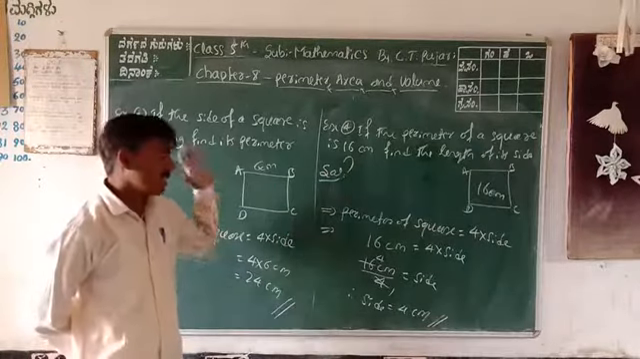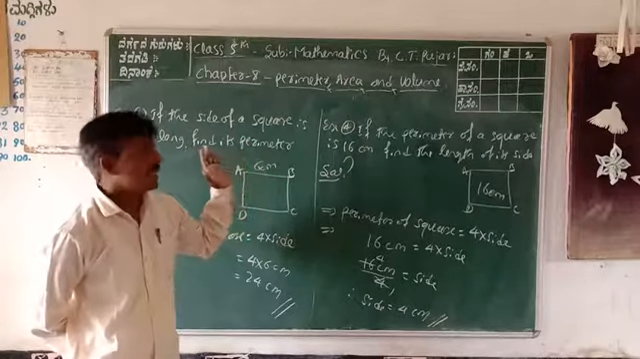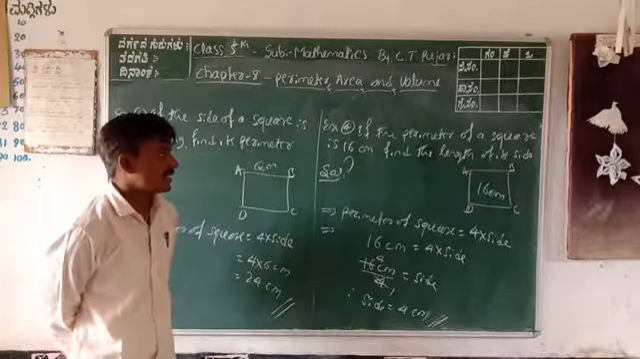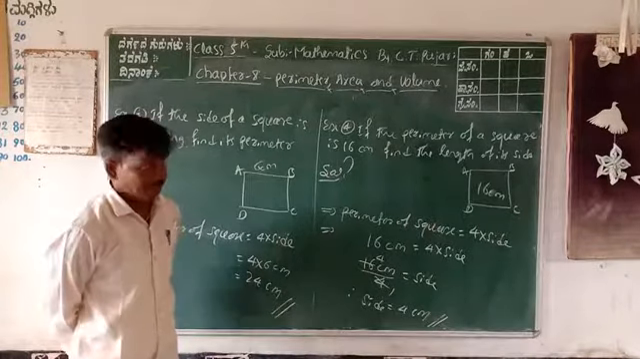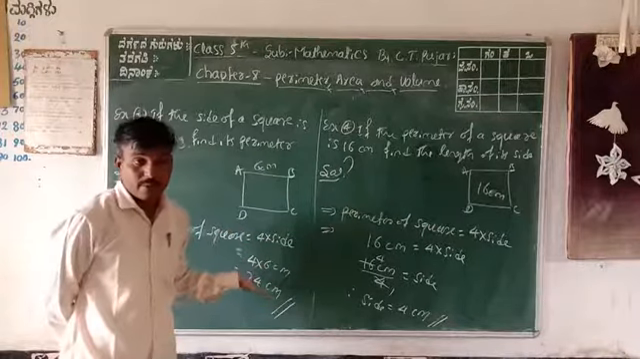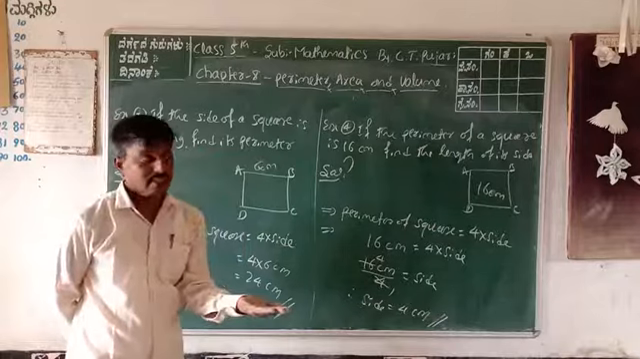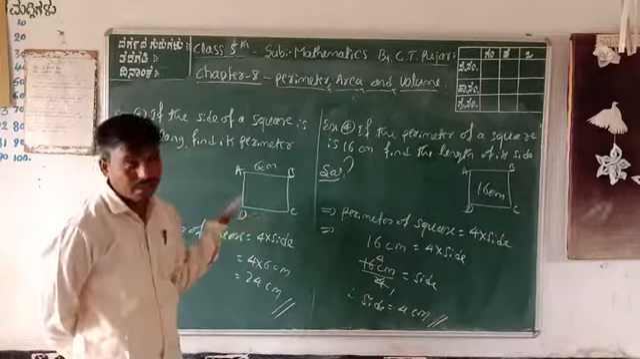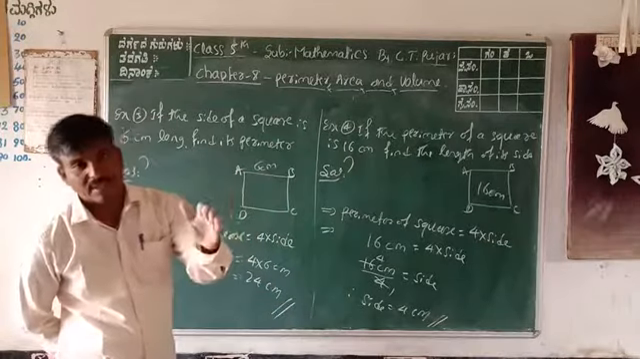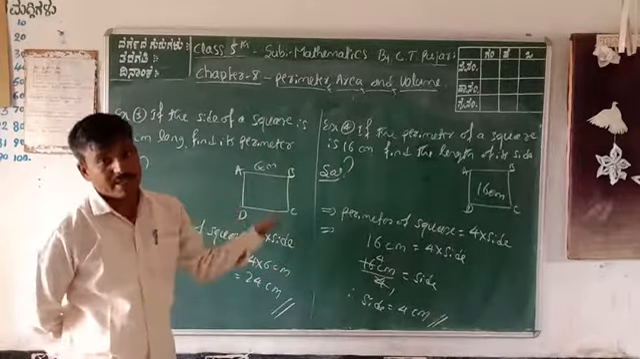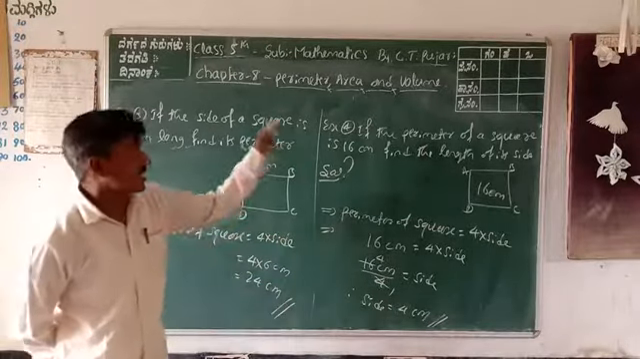Like the perimeter of rectangle and perimeter of square, some questions are in your exercise. Practice more examples in your exercise. In the questions, if sides are given, we can find the perimeter. Otherwise, if perimeter is given, we can find the sides. In the rectangle also, no problem. If perimeter and length are given, we can find the breadth. Otherwise, if breadth and perimeter are given, we can find the length. Practice these questions. The next one is area.